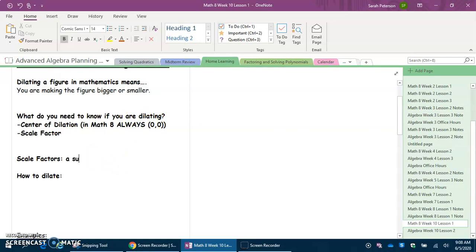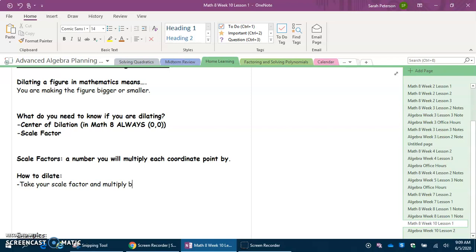A scale factor is a number you will multiply each coordinate point by. So say your scale factor is 2, that means you're going to multiply every coordinate point of your original shape by 2. So I kind of just answered this question here. That's going to mean you're going to take your scale factor and multiply it by each coordinate point.